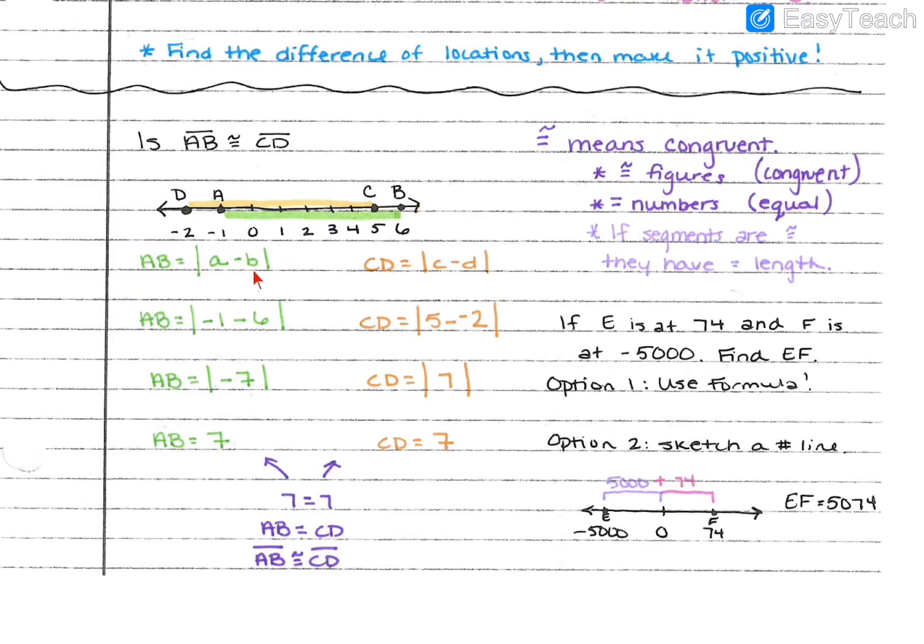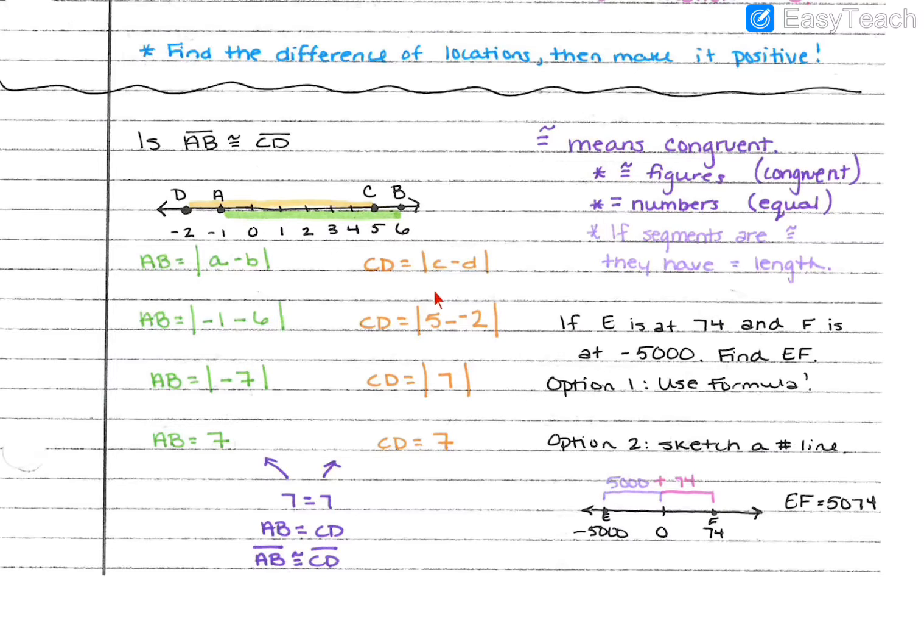So we know that equation is going to be A minus B, the location of A minus the location of B. The location of A is at -1, so we replace A with -1, minus the location of B, which is at 6. So -1 minus 6 is -7. Take the absolute value of -7, and it's 7. So AB is 7. CD: the location of C is 5, so we fill in 5 there.